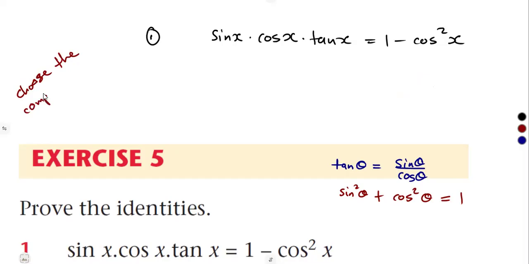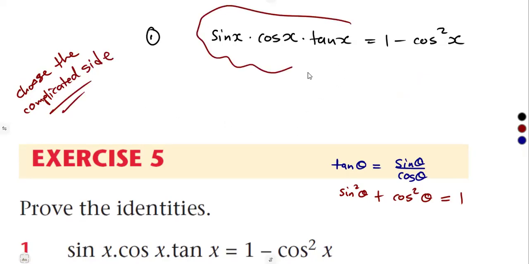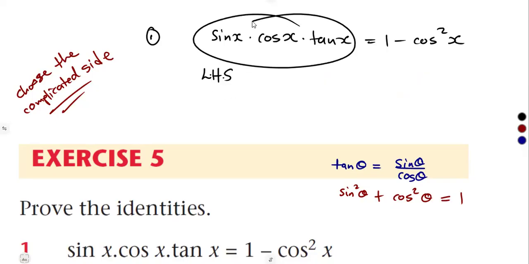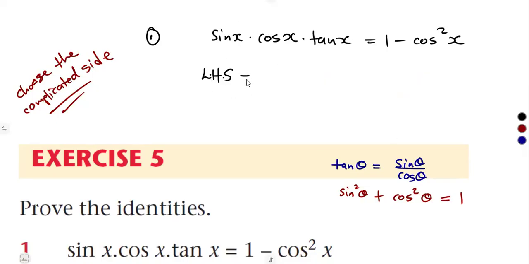The one that is much more complicated, where there are a lot of trigonometric terms. As we can see on the left-hand side, there are so many terms that we have. So we can choose to work from the left-hand side. Choosing our left-hand side, this is what we have. We write everything as it is. On our left-hand side, we've got the sine of x, cosine of x, and the tan of x.